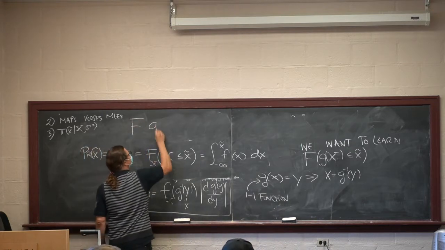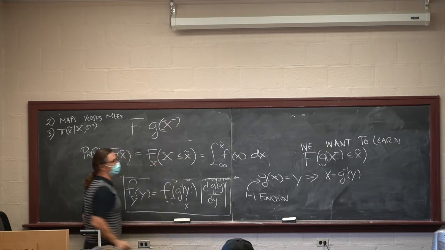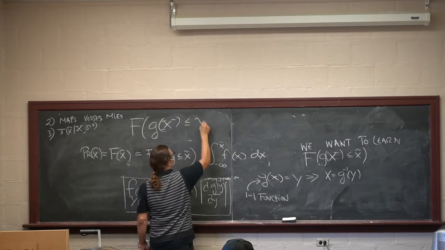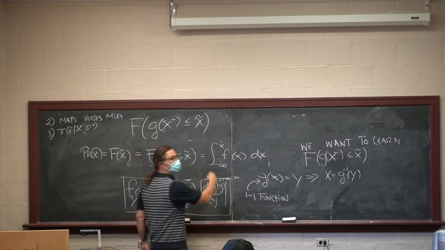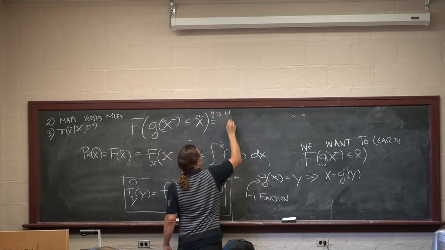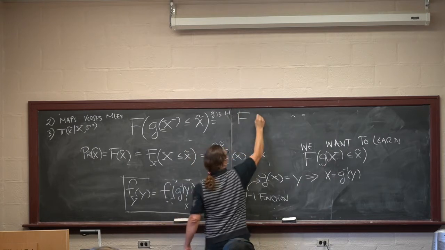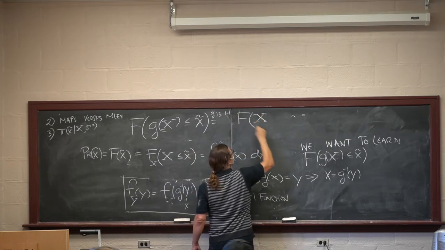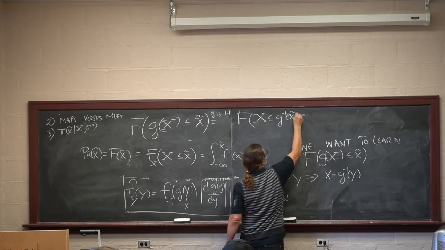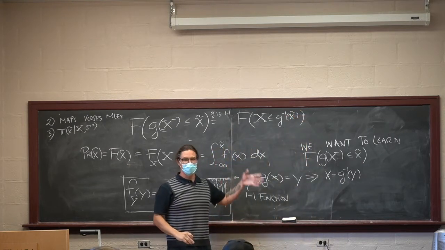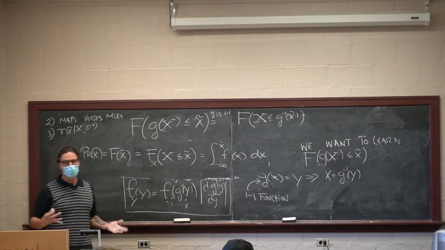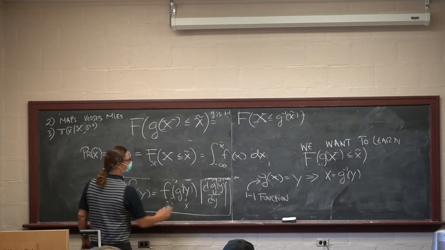F of g of x, this is a probability. Don't be confused by my f. It is less than or equal to x tilde, which is equal to, since g is one to one, the probability that x is less than or equal to g inverse of x tilde. So now I'm talking about everything in terms of the random variable that I know. Really all I've done is change my integration values. So let's carry this through.